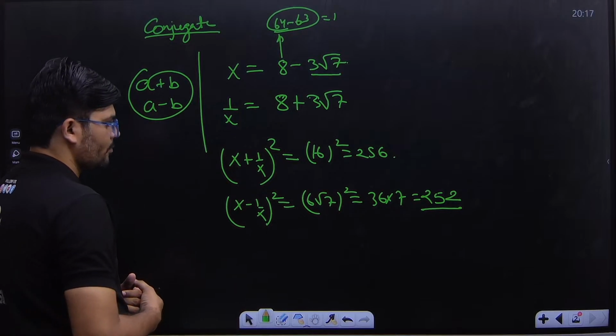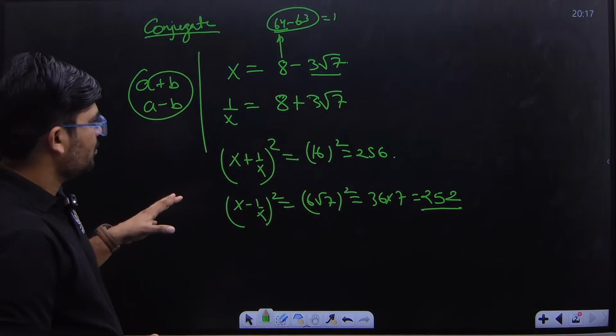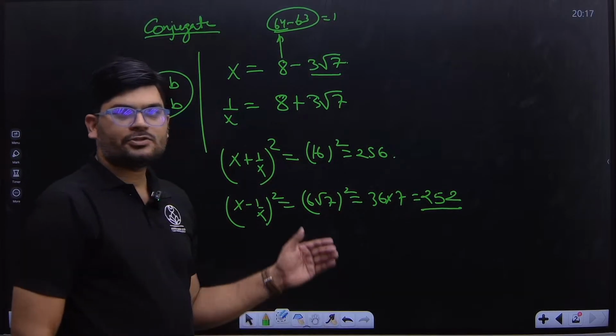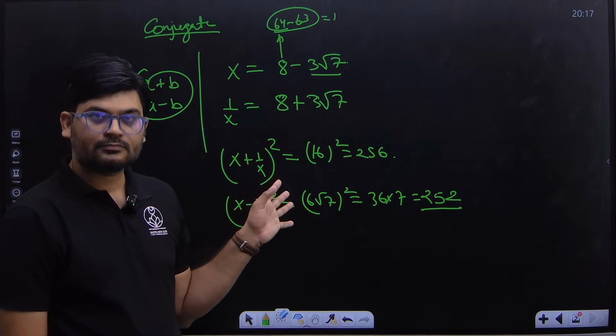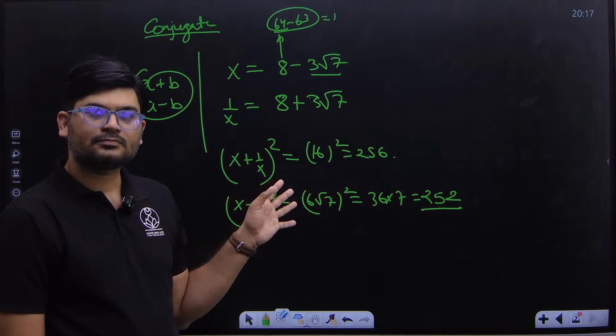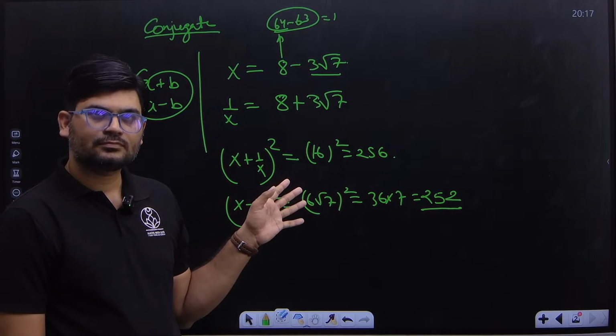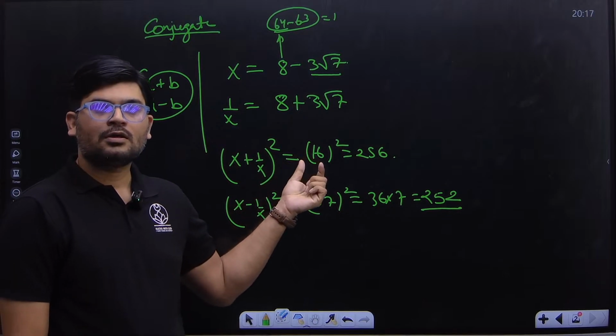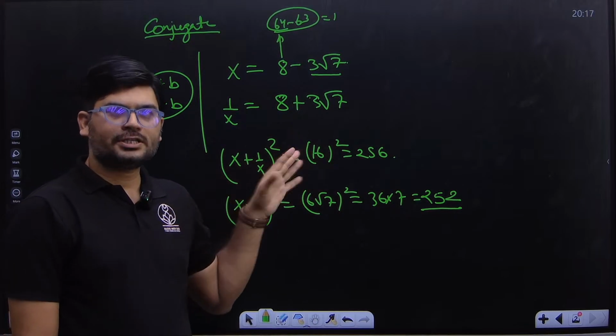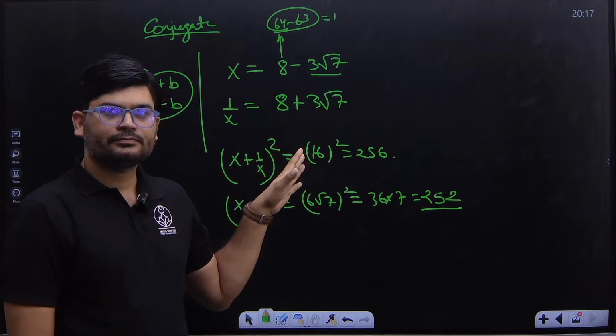It's a bit confusing, this one though, sir. I didn't understand. Okay, tell me which part you didn't understand. Like I got it, but then 16 squared is equal to 256. That part is confusing. How could you get 16? That's your question. Yeah, yeah.